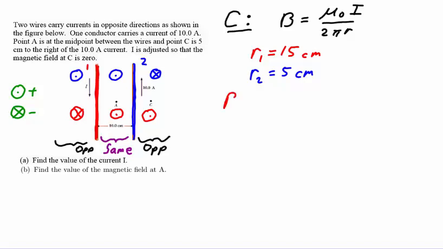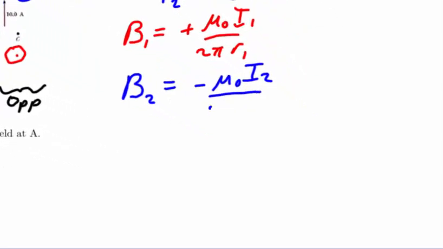The red wire makes a contribution out of the page, which is therefore positive, of an amount mu 0 I1, which we have yet to deduce, over 2 pi times R1. The blue wire at point C makes a contribution into the page, and so we will assign that a negative sign and follow the same formula, mu 0 I2 over 2 pi R2.